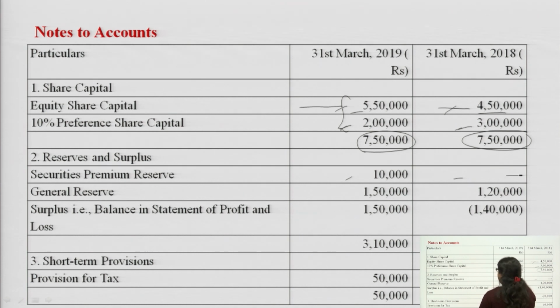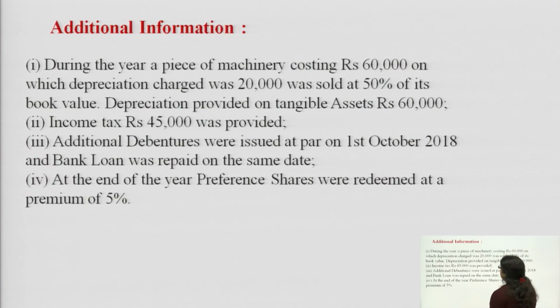The surplus balance of the statement of profit and loss account earlier was 1,40,000, in bracket, which means some kind of loss was there, and now it is a profit of 1,50,000. For the short term provisions, provision for taxation is being given. For the short term it is 50,000 and 40,000, similar for the provision. Okay. So, some additional information is being given.